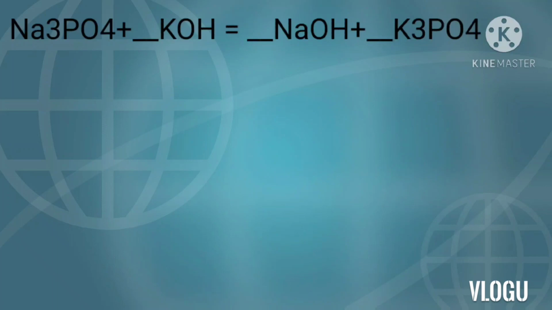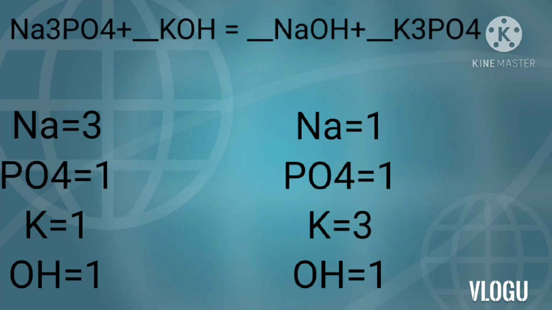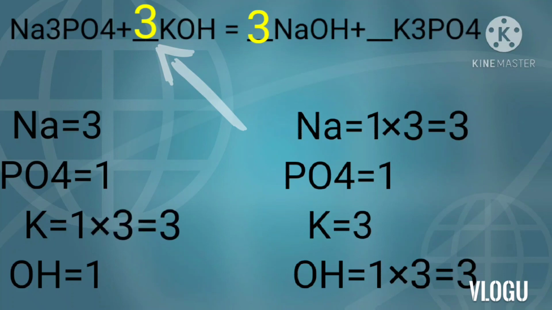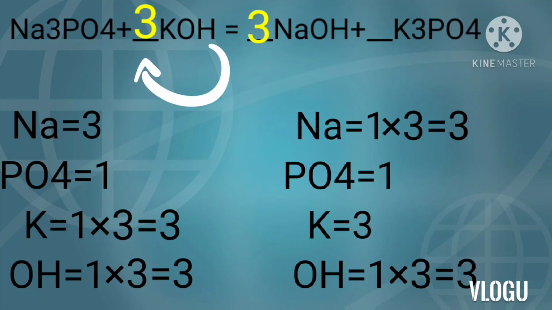We have sodium phosphate plus potassium hydroxide equals sodium hydroxide plus potassium phosphate. Here, sodium has 3 and 1, phosphate has the same 1, while potassium has 1 and 3, and hydroxide has the same 1. Let's fix sodium first. So, to get the product 3, let's multiply sodium 1 by 3, and also hydroxide, which was combined with sodium. Now we got sodium and phosphate equal already, so let's fix potassium and hydroxide on the left. By multiplying potassium 1 by 3, we got the product 3. Same with hydroxide, which was combined with potassium. Now we made it equal again!